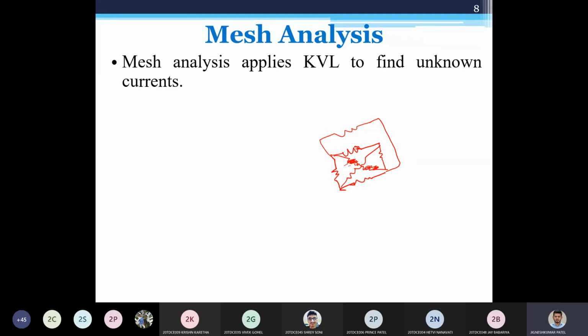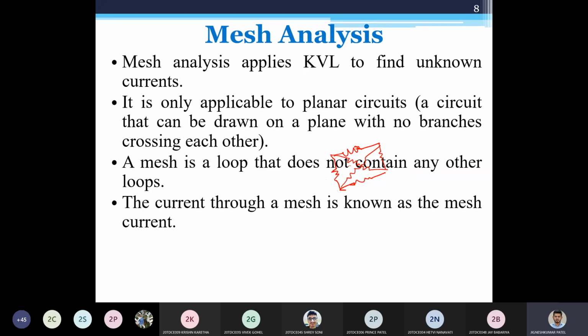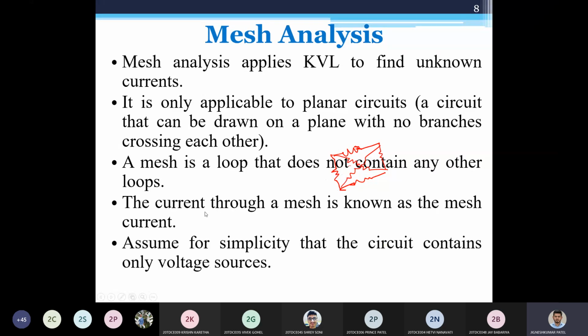It's not always the case. Always you do some kind of tweaks and then it is possible. But this is an example of a non-planar circuit. So in that kind of scenario, you cannot apply mesh analysis. A mesh is basically a loop that does not contain any other loops, and the current through a mesh is known as the mesh current. Assume for simplicity that the circuit contains only voltage sources. There are no current sources.